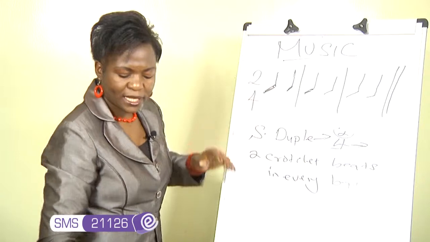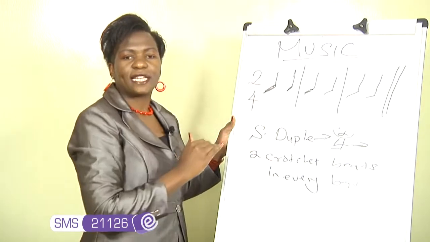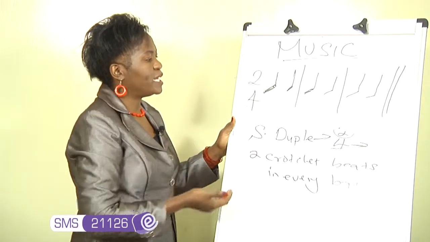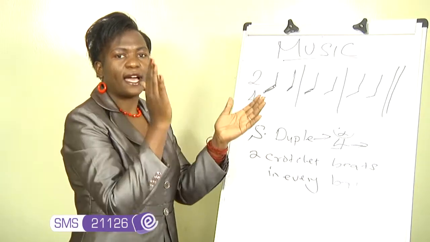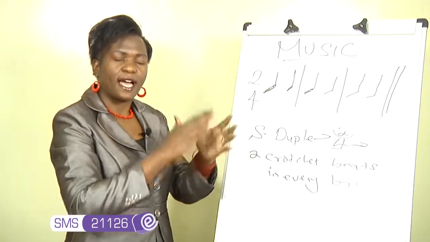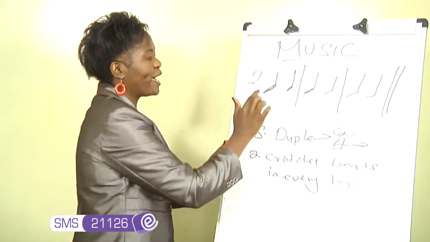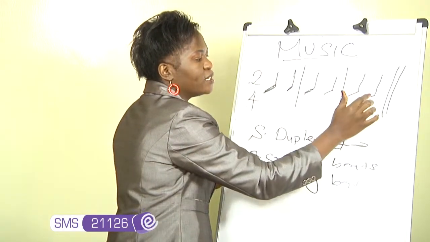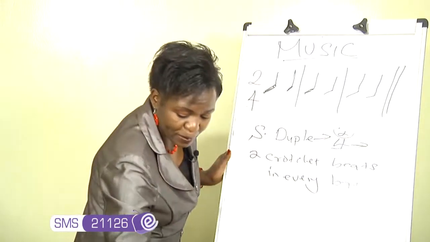Now, at this particular level, if we have to clap this rhythm, it is a very simple rhythm. It shows that we just have to give it ta, ta, ta, ta, ta, ta, ta, ta, ta. So we have 1, 2, 1, 2, 1, 2. All of them are crochets, and the speed remains the same.